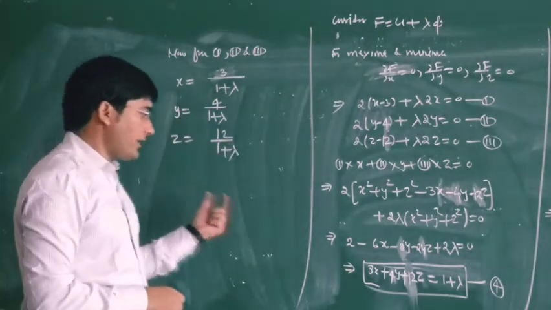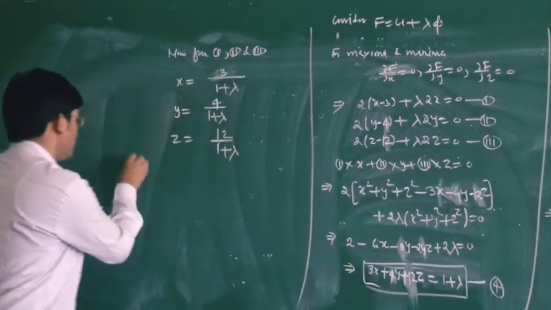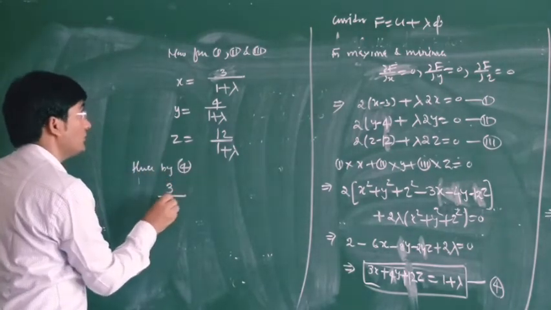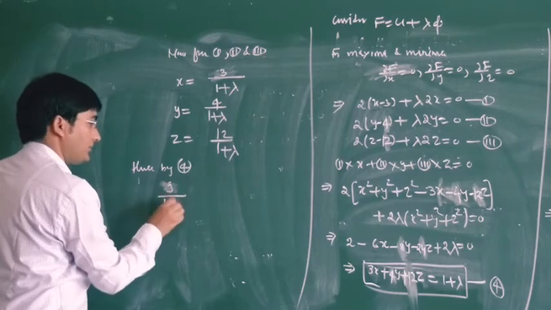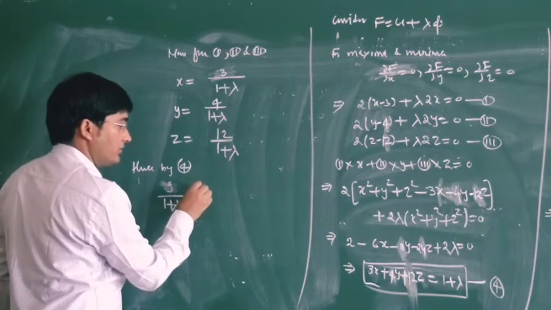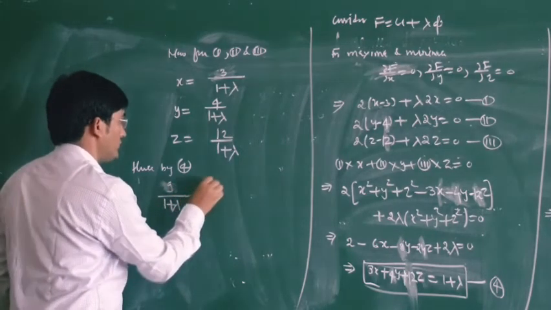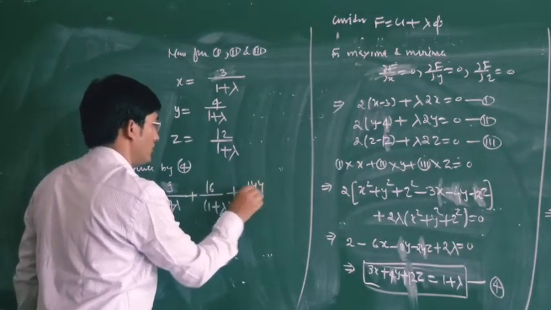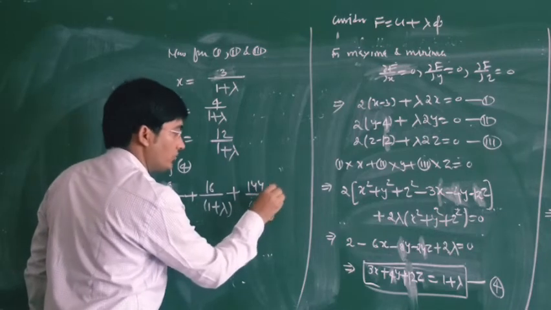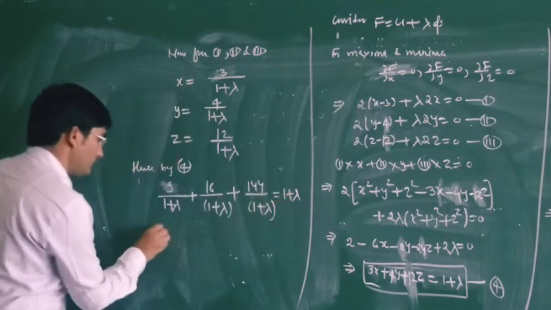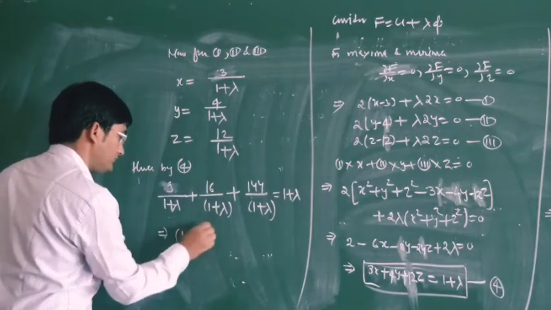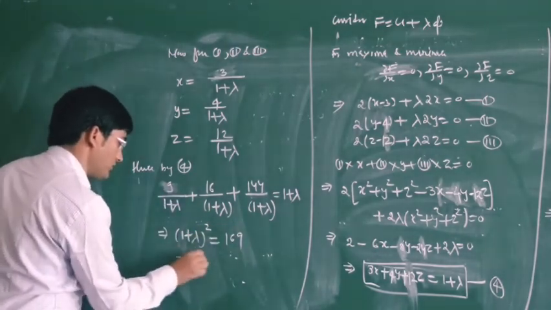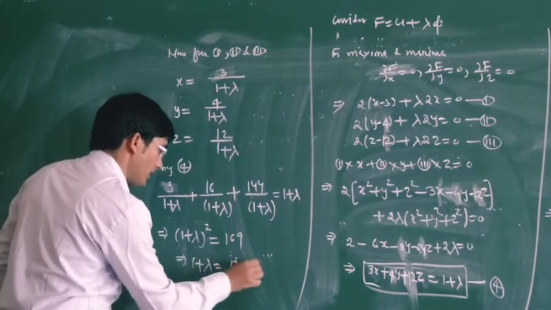Let us put the values of x, y, z in this equation number 4. Hence by 4, 3 upon, now this will be 9 upon 1 plus lambda. Then we will have 16 upon 1 plus lambda. Then we will have 144 upon 1 plus lambda equal to 1 plus lambda. So our 1 plus lambda whole square will be equal to, now this will be 169. So our 1 plus lambda will be either plus 13 or minus 13.